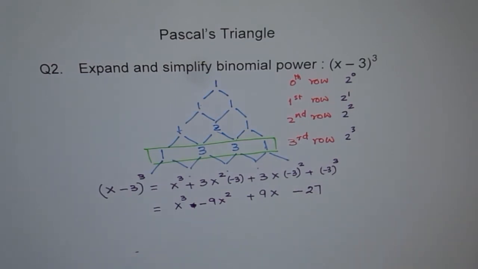So we have the expansion of x minus 3 whole cube, which is x cubed minus 9x squared plus 9x minus 27. So that is how, using Pascal's triangle, we can expand x minus 3 to the power of 3. Okay? So that was simple, but we have learned the concept of doing it here, and we will apply it to the next problem, which is kind of complicated. All the best.